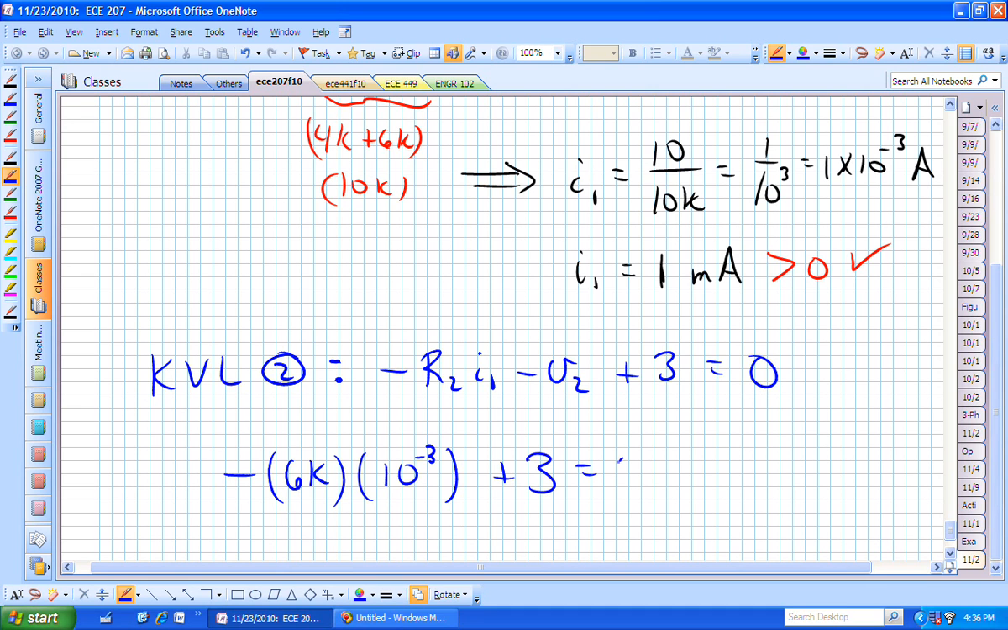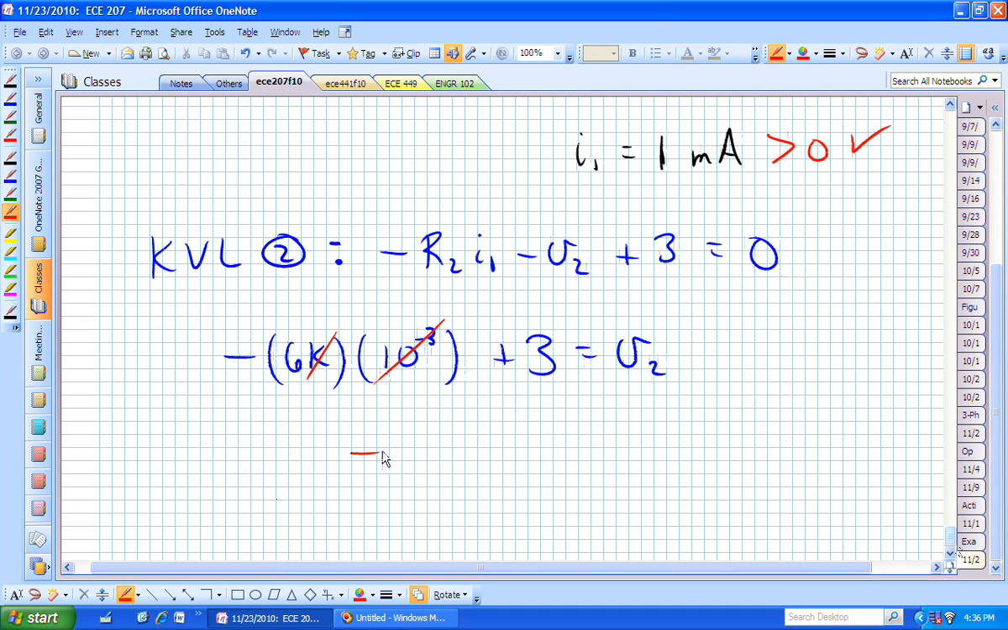Plus 3 equals V sub 2. This K is really just 10 to the 3, isn't it? And so now I have minus 6 plus 3 equal minus 3. That's equal to V sub 2, and that's our second check. So we've now verified that our assumption was correct as far as how we wanted our circuit to behave. So now we know in that particular configuration that we created, D1 was conducting, it's on, and D2 was off. We've now verified or validated that assumption.